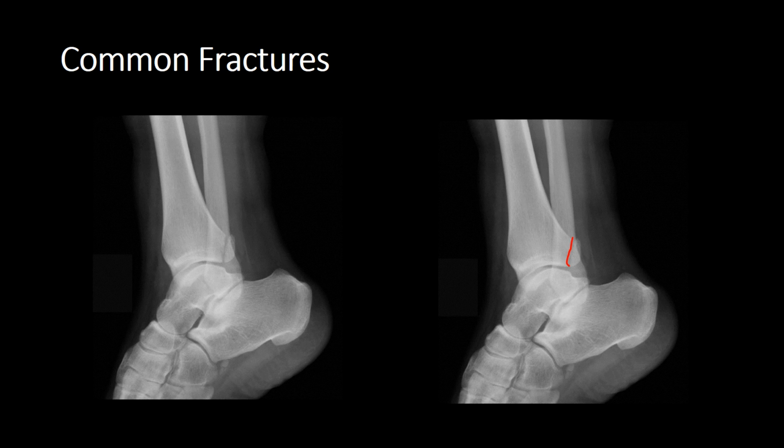So here we can quite clearly see this lucent line running obliquely through the posterior malleolus. There's very slight displacement, but it's not really very significant. So when you do look, it can be quite difficult to see the posterior malleolus because quite often it's covered by the superimposition of the fibula, but do scrutinise this area carefully to make sure that you don't miss it.